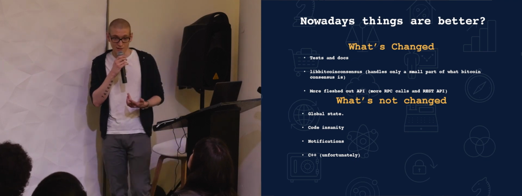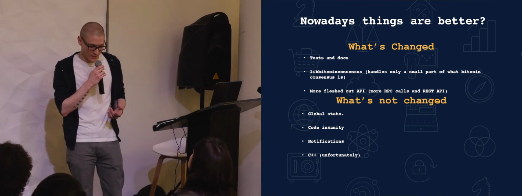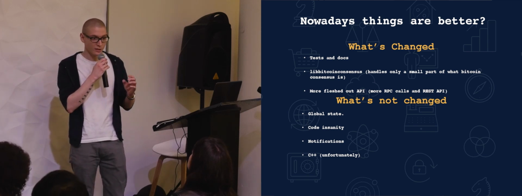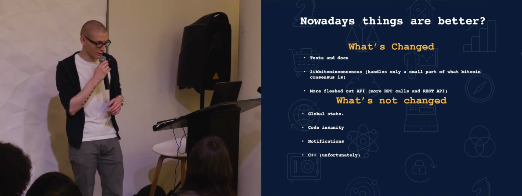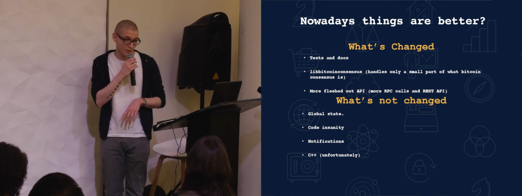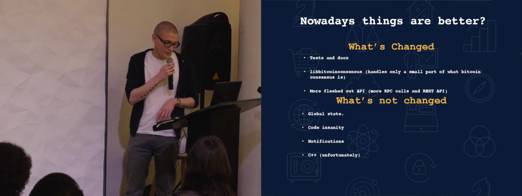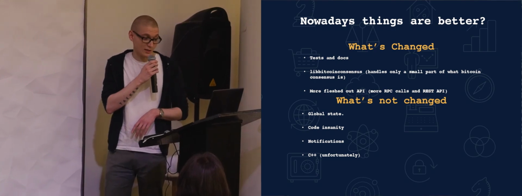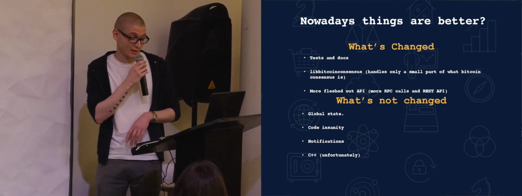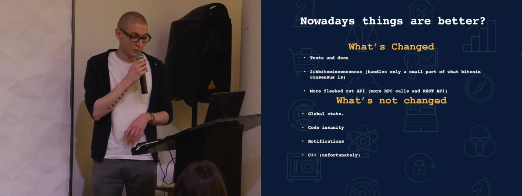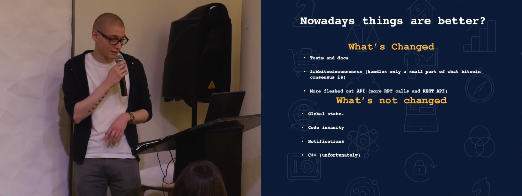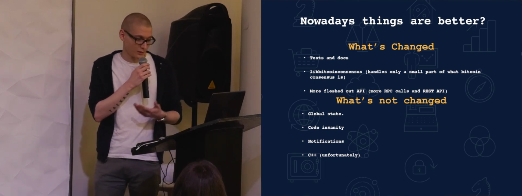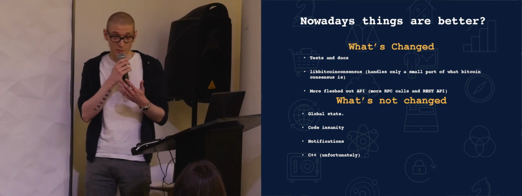There's libbitcoinconsensus, the goal of which is to move a lot of consensus functions out of Bitcoin and into a library so you can just link to it and call these consensus functions, and you don't have to worry about compatibility with consensus. The problem with that is that it's just the scripting system, so it handles only a small part of what Bitcoin consensus is. There's actually a lot of other stuff you need to check. So it's a step in the right direction, but in practice, it's probably not that useful until more functions get in there. There's more fleshed out API, more RPC calls. There's a REST API now.